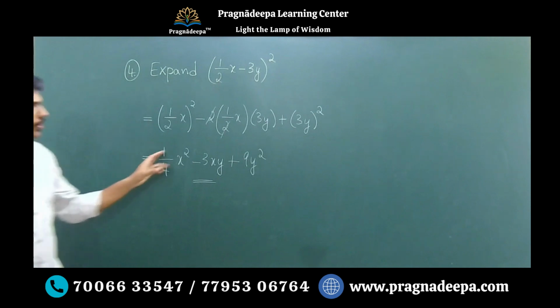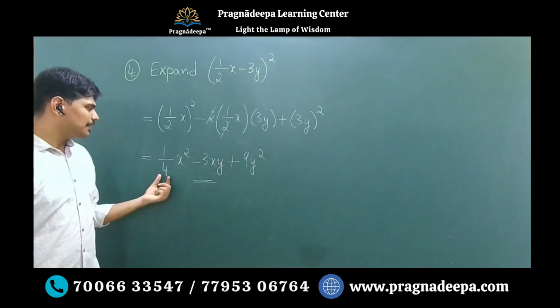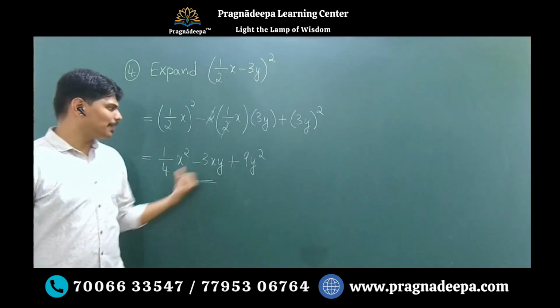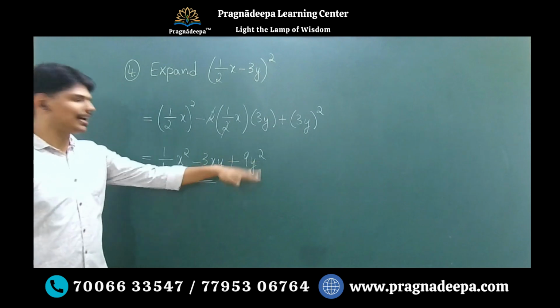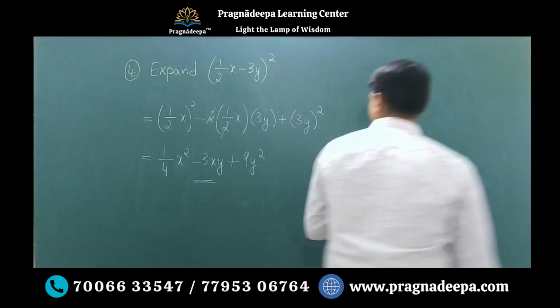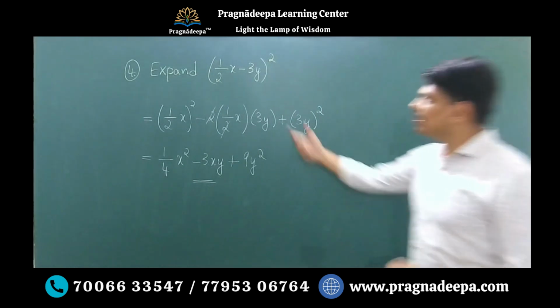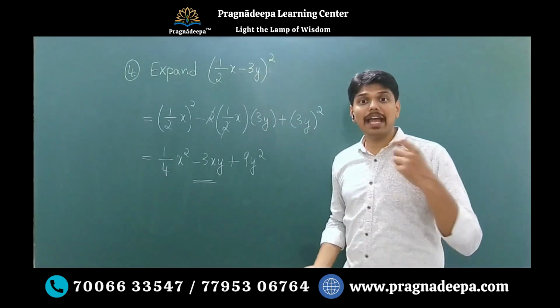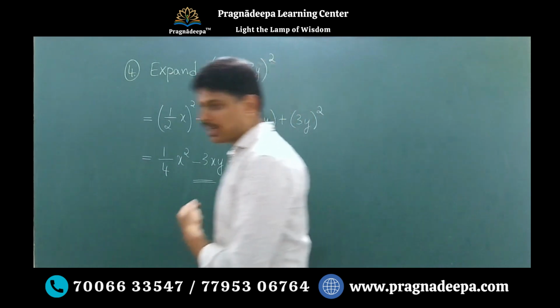Or to the most, you can take this LCM, that will be 4, and you can multiply 4 to these two terms and write it in the form of numerator by denominator. So this completes the problem where you are learning how to expand a minus b the whole square.